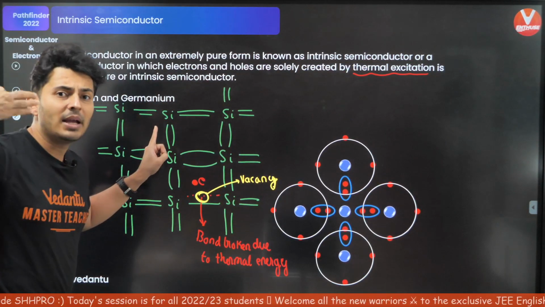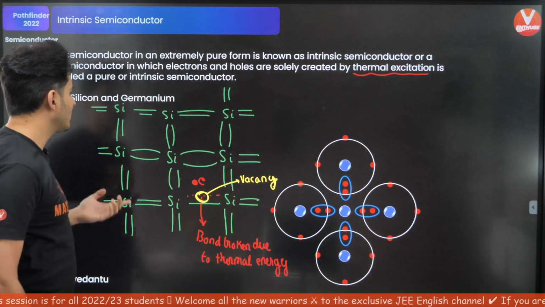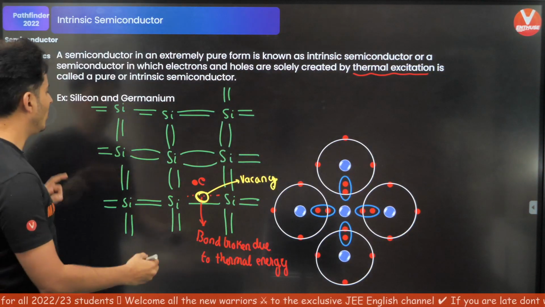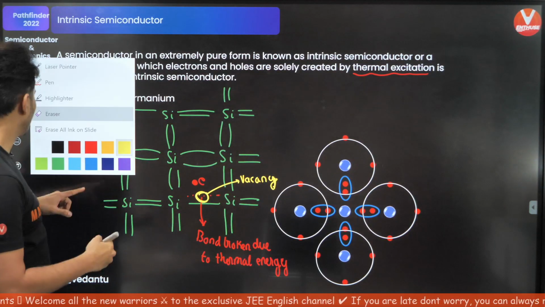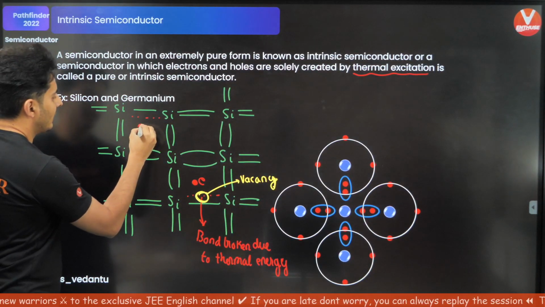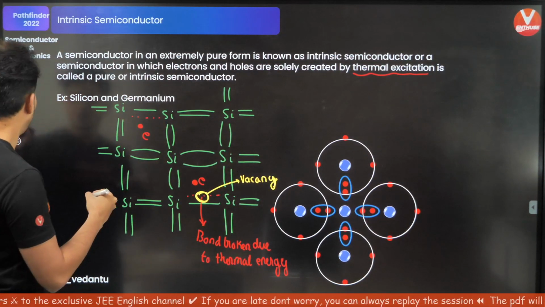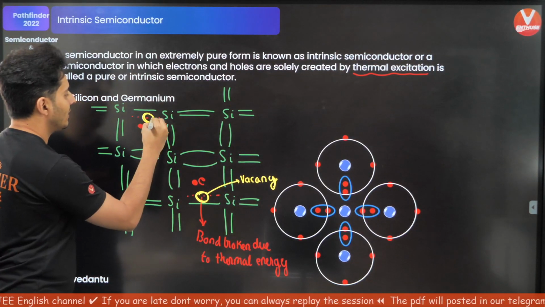Similarly, there might be many more such vacancies created due to breakage of bonds. Maybe another bond was broken, I don't know, maybe let's say here. So due to the breakage of bonds, again you might have some electron which has been released, and also you might have another vacancy which is created right over here.